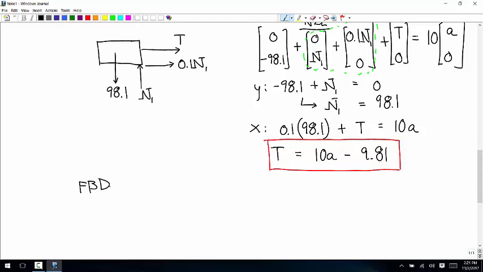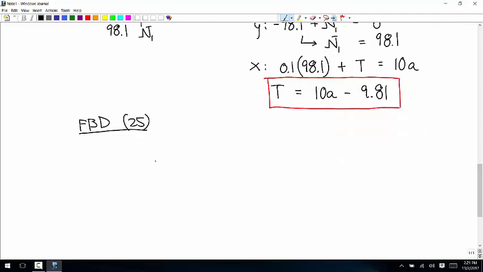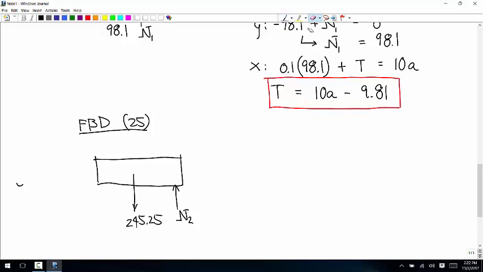So, free body diagram of the 25. We have a downward force of 25 times 9.81, so that's 245.25. And then go around the boundary looking for contact forces. At the ground, there's a normal force. I'll call that N2. And there's a friction force.